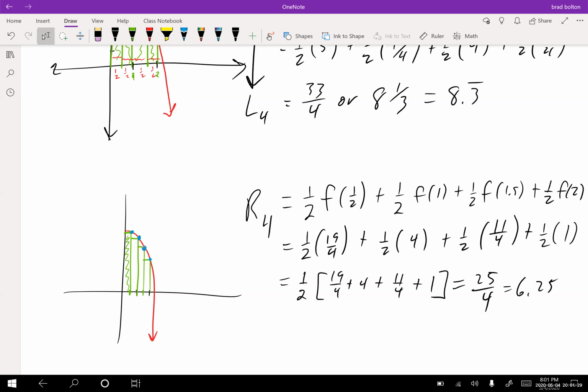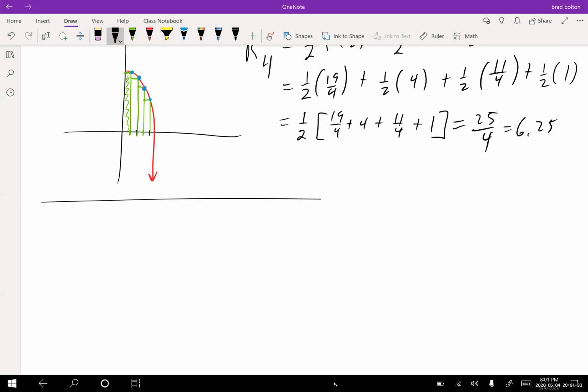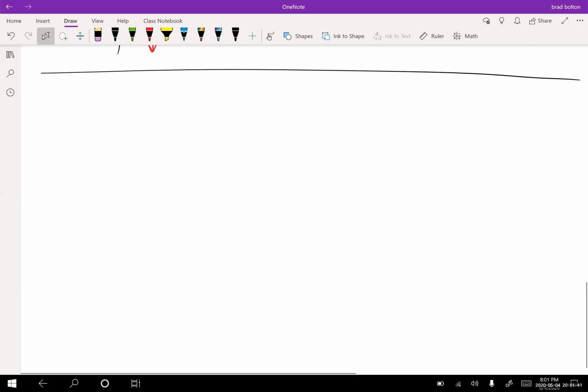Now, the idea behind this, okay, is what if I had this curve? So what if I had some curve like this?